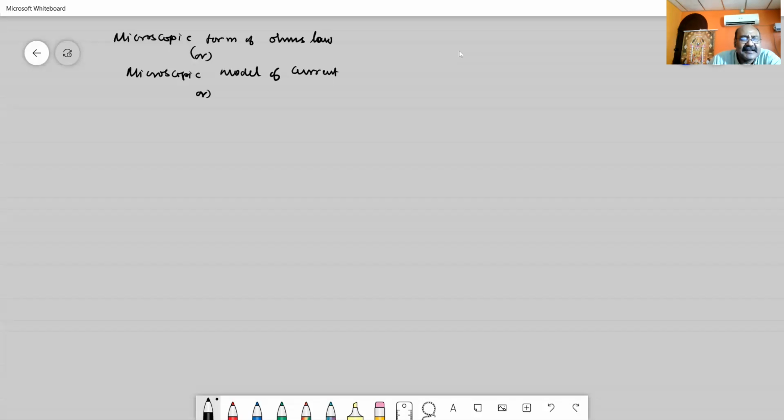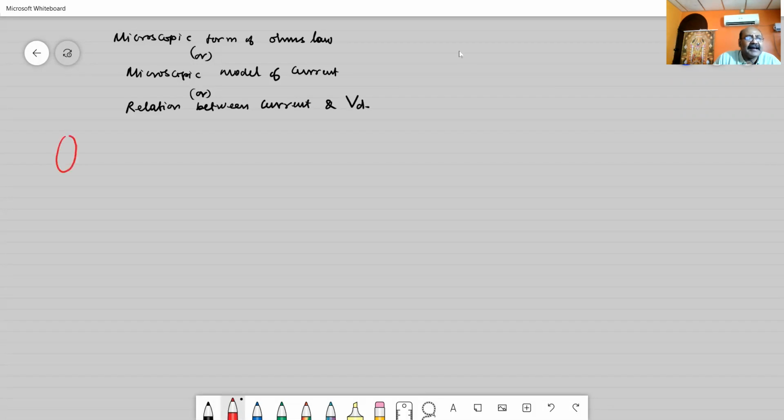Or the same question can be asked like this: derive an expression, or instead of expression, I can say relation. The relation between current and drift velocity. We can consider it as the relation between current and drift velocity. Okay, in order to obtain this, I am considering a diagram.